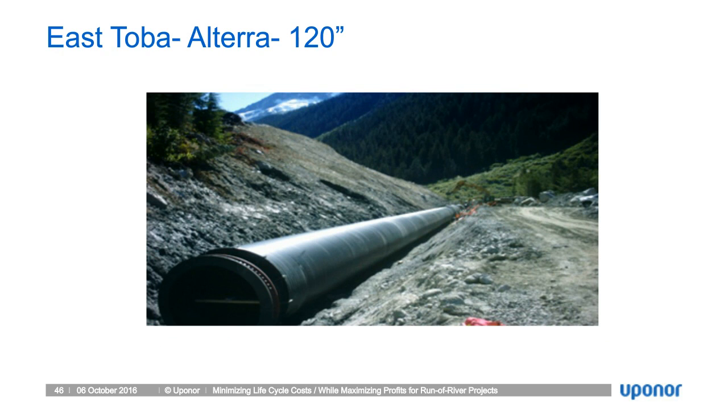And a more recent one, completed in 2009. This is owned by Alterra, 120-inch RC250, running at 15 PSI. East Toba is located about an hour's boat ride north of Powell River. You can see that flange connection at the very end, which is tying into the steel.